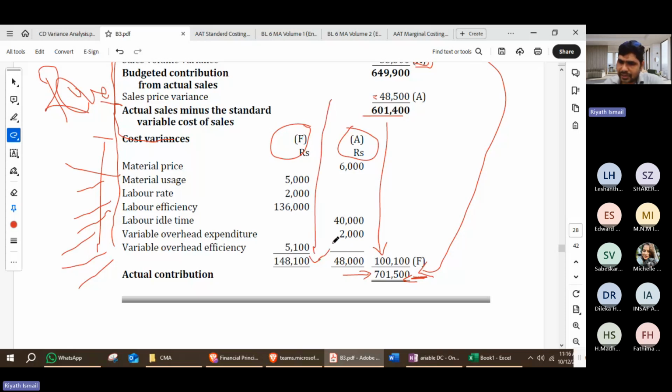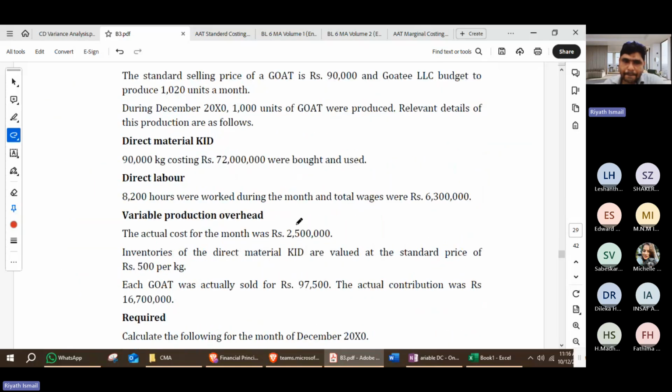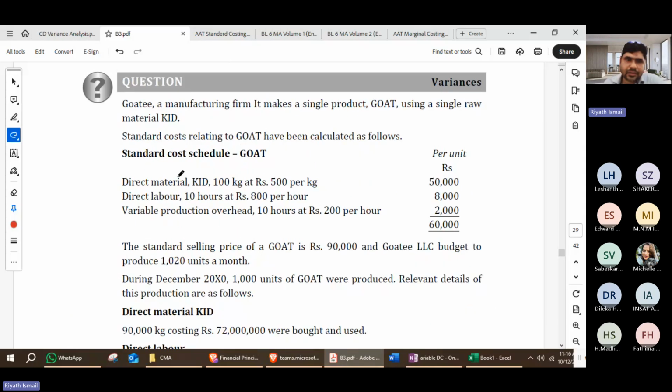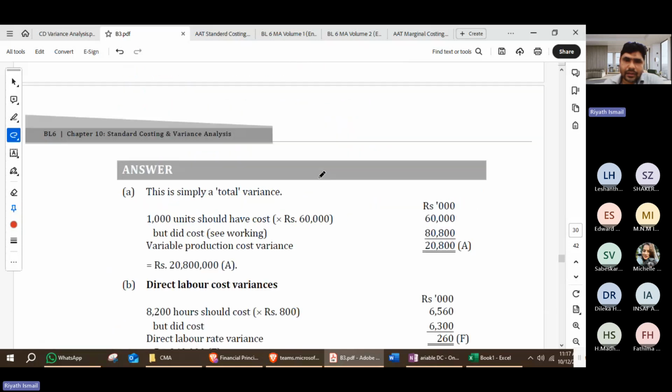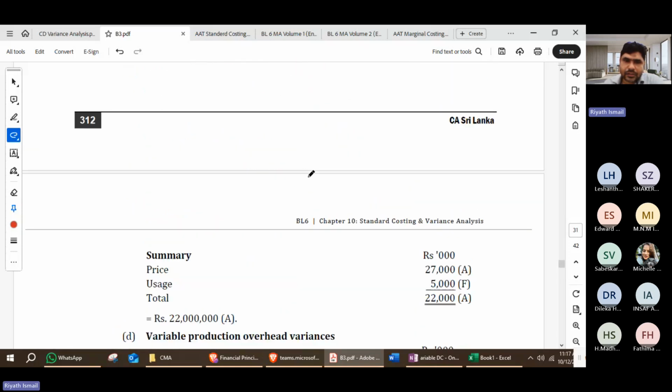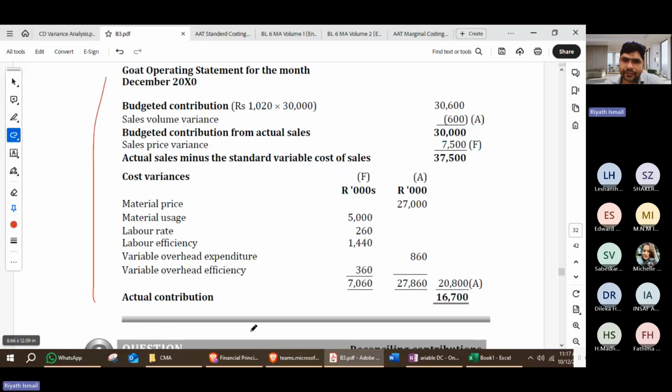If you add this statement in your assignment, it's right, it's a great assignment. Right, this is just a calculation. Now we come to the interpretation part. So this is a question it has given to you. And calculate the following for the month of December 2020. And so it's calculated. So here also they have given you a reconciling statement.